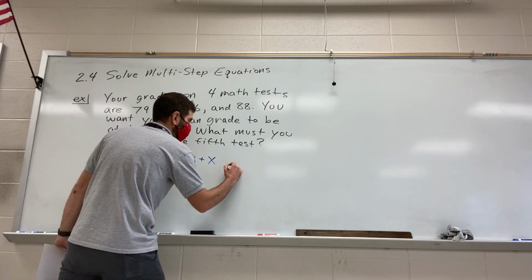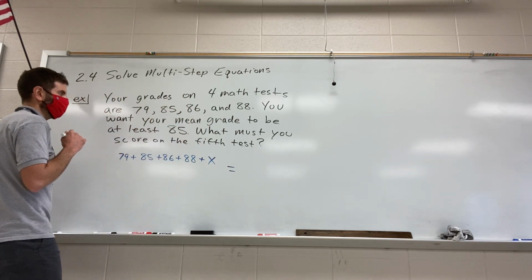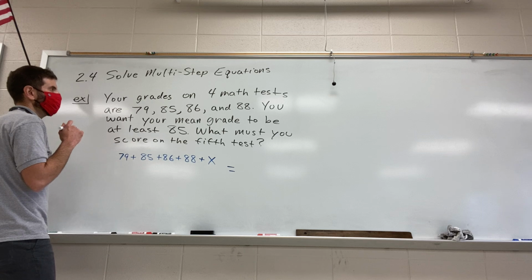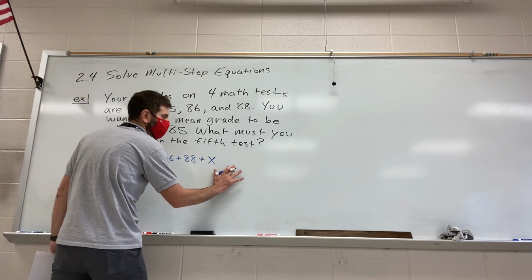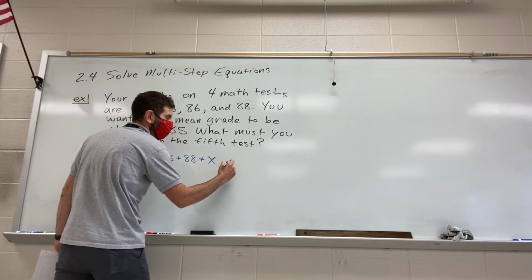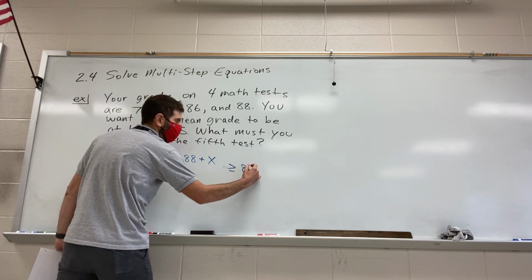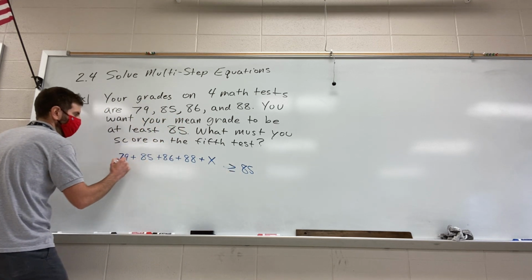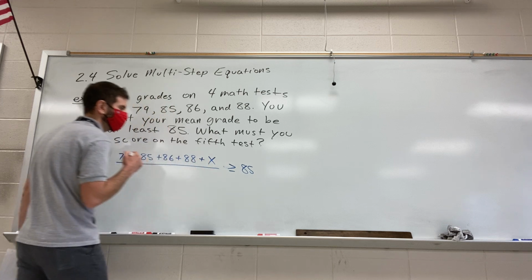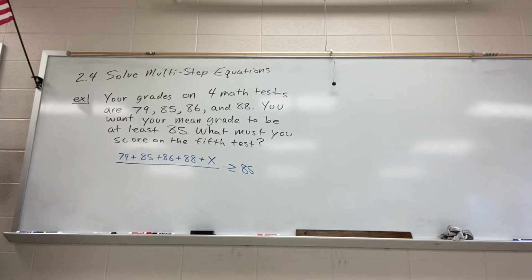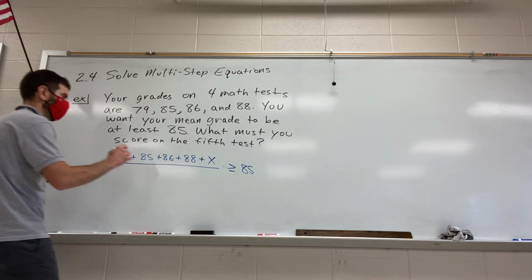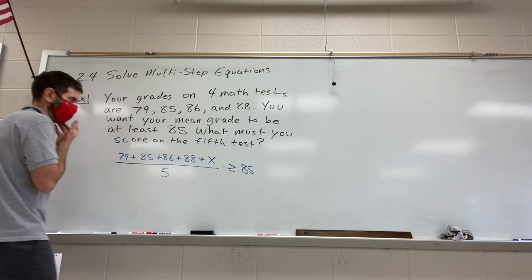But then we know that our mean, we want it to be what? Greater than or equal to 85. Oh yeah, it says at least 85. So we want it to be greater than or equal to 85. And then to finish setting this up, what do I need to divide by to get the mean? 5. What do you guys think about this setup right here?